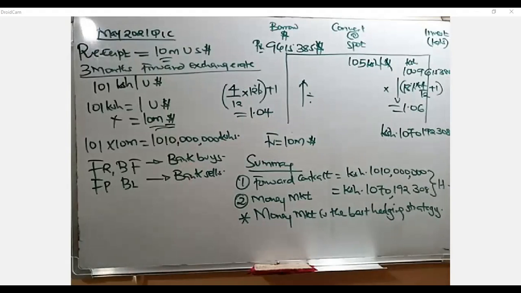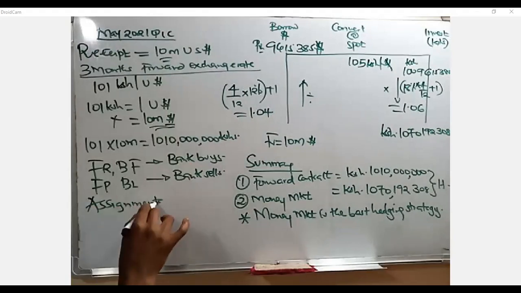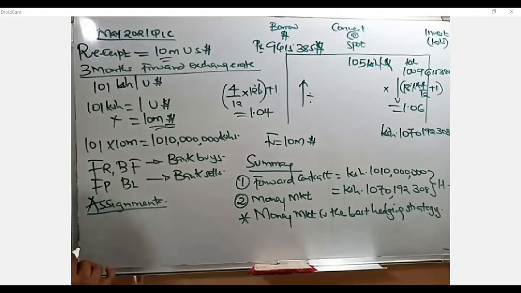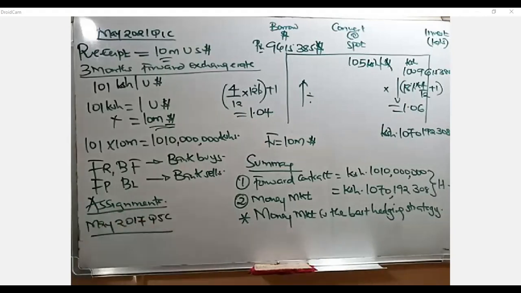So to do an assignment, because you have to be doing assignments, go and do May 2017. That question you are doing should be question 5C. The question we did first, just do the money market part. And let me see what you have already done. There should be question 5B. So go there, do the money market parts for both the 3 and 4 months and see how you will be able to interpret the question.